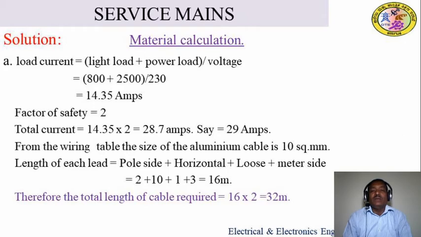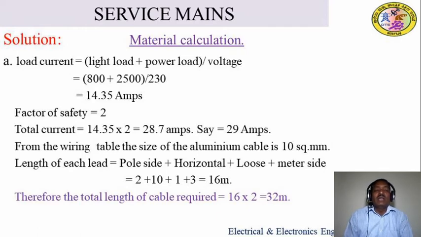Now what we have calculated here: from the load current, we multiply the safety factor and get the total actual current. If you refer to the wiring table for that current, you will get the size of cable. Now after getting the size of cable, next we move to the length of cable that is required for providing an overhead service to the customer.